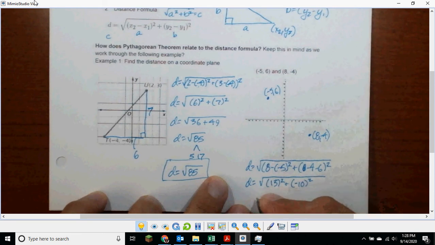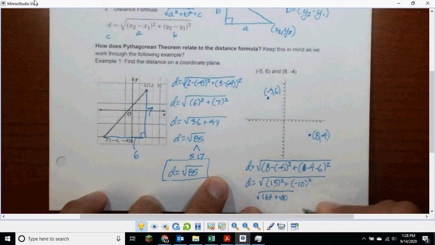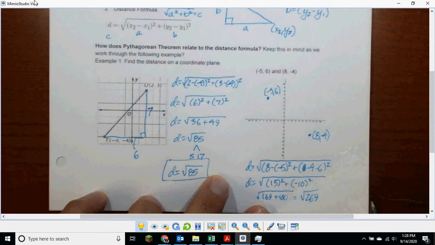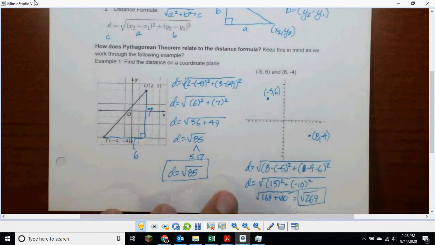So this is the square root of 169 plus 100. So that is the square root of 269. I can't do anything with the 269, so that is my final answer. 269 has no factors. All right.